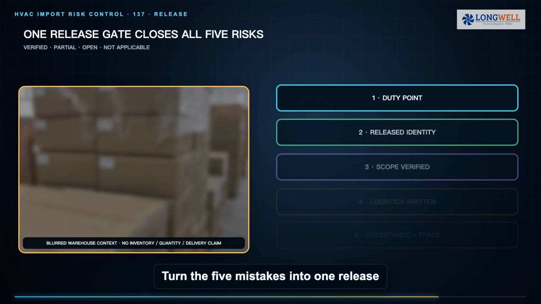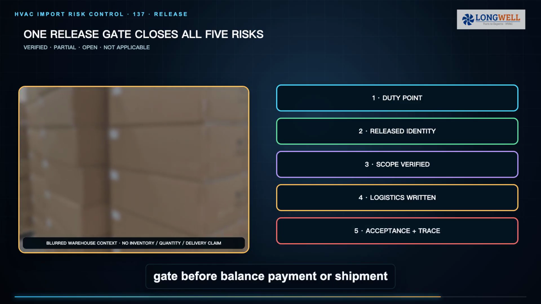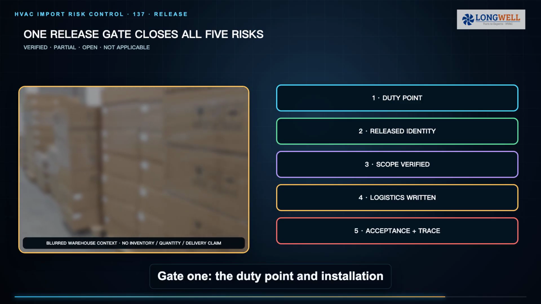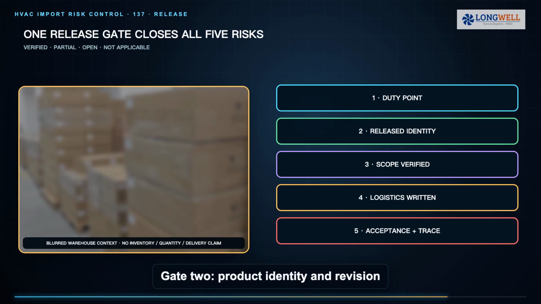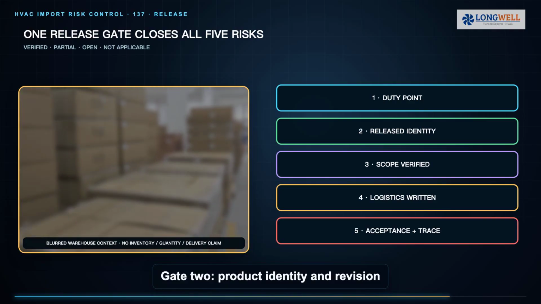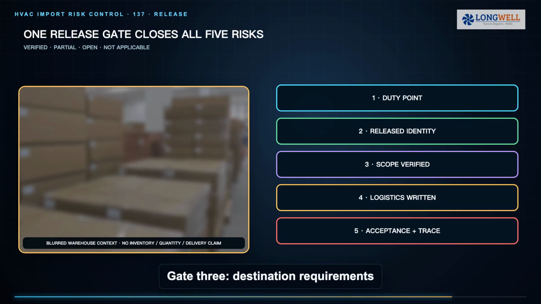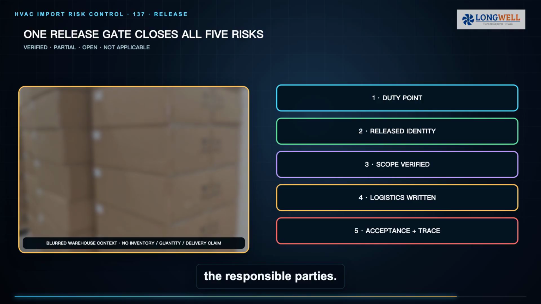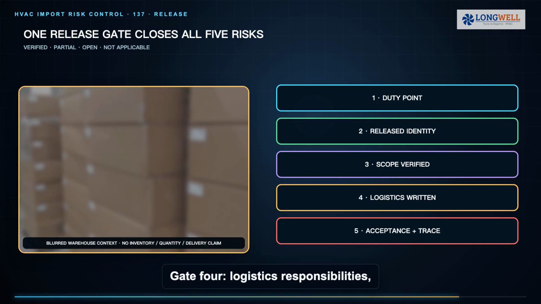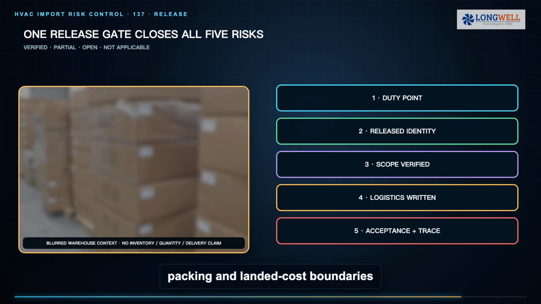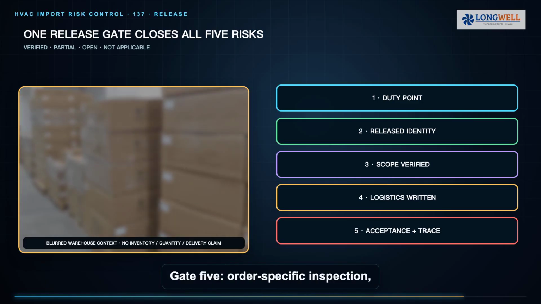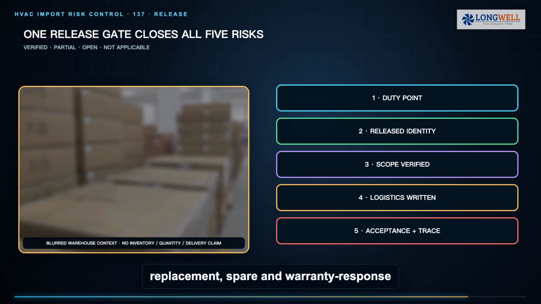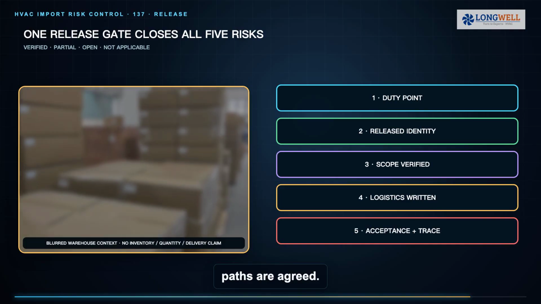Turn the 5 mistakes into one release gate before balance payment or shipment approval. Gate 1, the duty point and installation conditions are frozen. Gate 2, product identity and revision are released. Gate 3, destination requirements and evidence scope are verified by the responsible parties. Gate 4, logistics responsibilities, packing and landed cost boundaries are written. Gate 5, order-specific inspection, traceability, non-conformance, replacement, spare and warranty response paths are agreed.